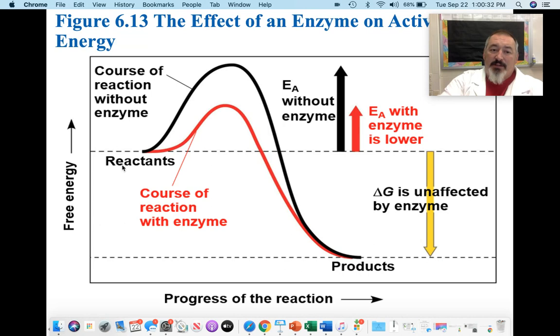This is the free energy. Notice that where the enzyme is, it's the same amount of free energy with or without an enzyme. You have the same amount of free energy. However, the activation energy is lower in the presence of an enzyme, meaning that you can go from reactants to products at a much quicker rate with much less energy input.